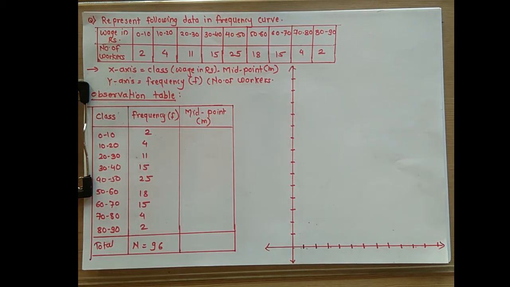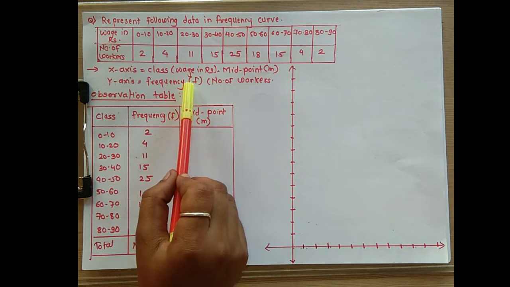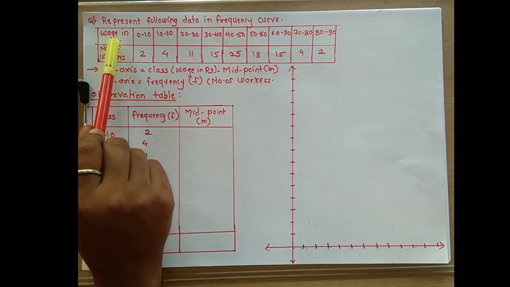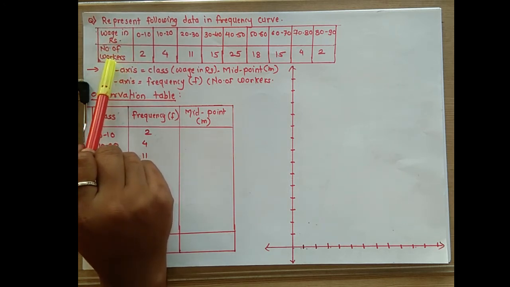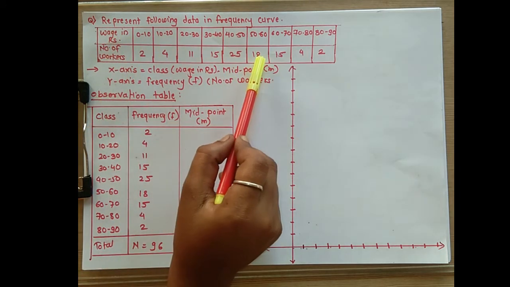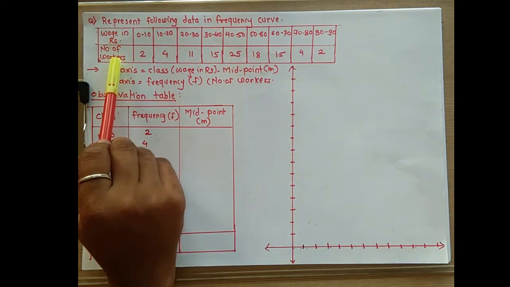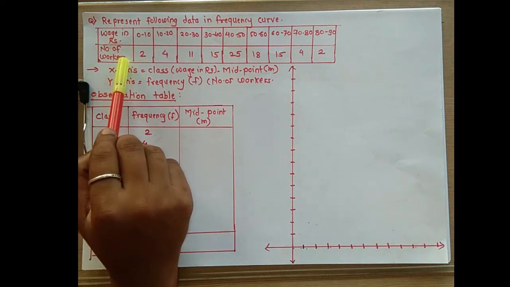In this lecture we are going to study how to draw a frequency curve. For drawing a frequency curve we need the class, the midpoint of class and the frequencies. Here is the example: we take the classes and corresponding frequencies, wage in rupees which is classes, and number of workers which is the frequency.